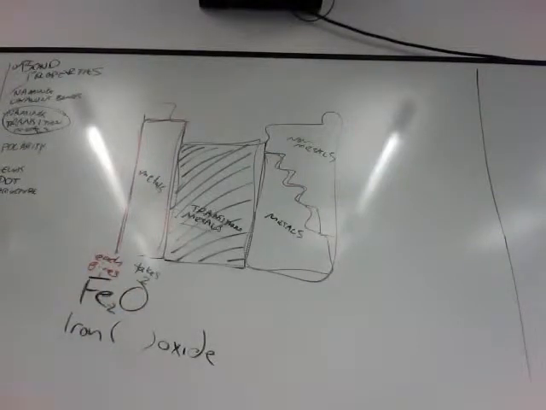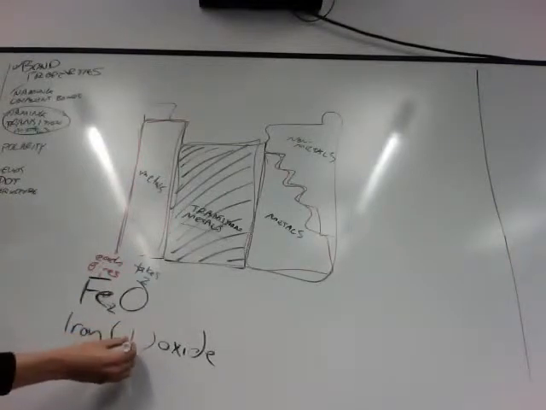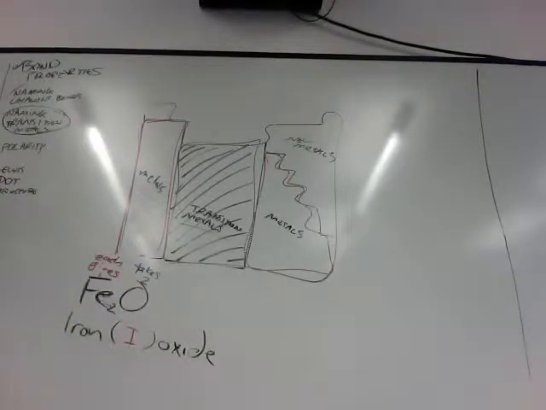This is the confusing part right here, right? So each iron gives 1, so this whole thing is going to be iron 1 oxide. That's a little bit weird, right? Each iron here, if you draw it out, it makes more sense.